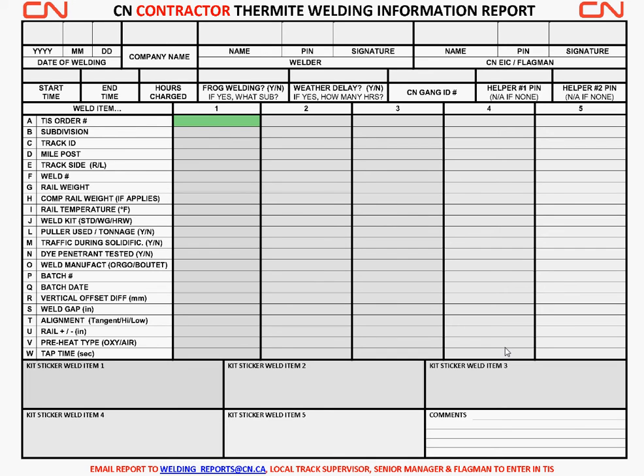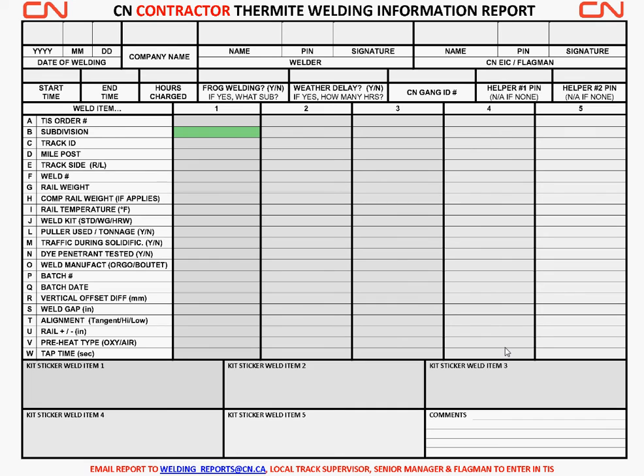The next item is the TIS order number. You should always have a TIS order number. The only reason you should not is if you are following the RFD card that same day and the order numbers will be made the next day. Otherwise, 100% you should have a TIS order number.